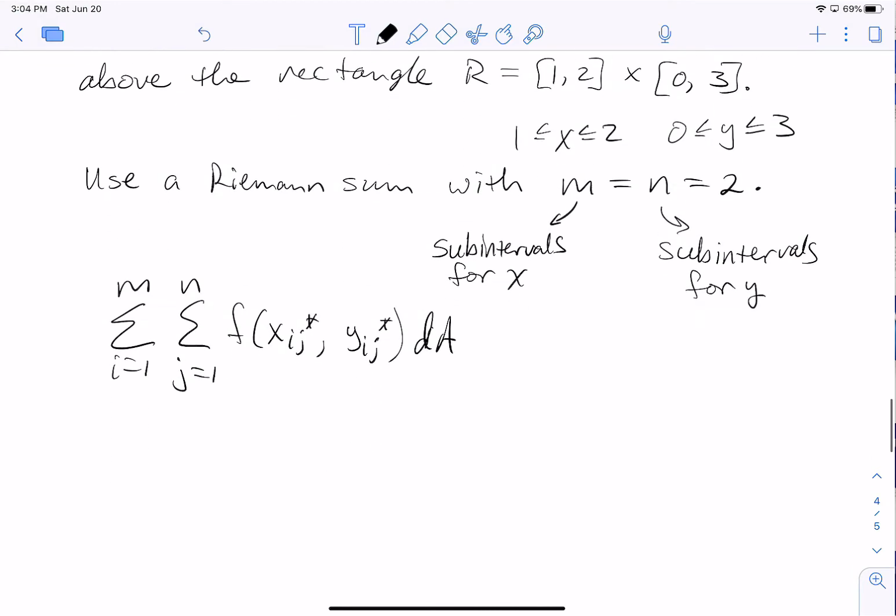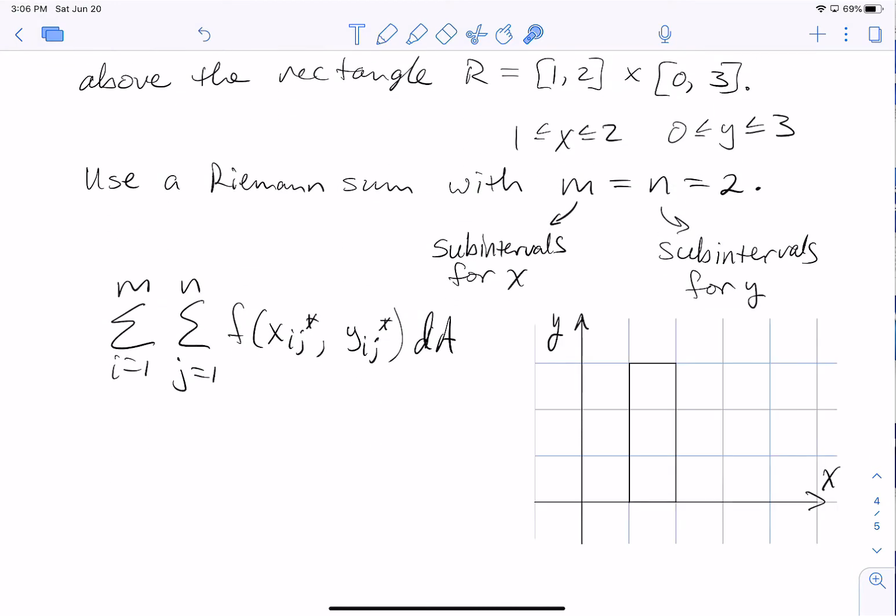Let's look at the region R. Here we have the rectangle that goes from 1 to 2 on the x-axis and 0 to 3 on the y-axis. Letting m equal 2 means we're going to split this into two vertical rectangles, and letting n equal 2 means we're going to split this into, well, 4, cutting both the width and the height in half. We can see here that delta x is equal to 1/2 and delta y is equal to 3/2. Therefore, delta A is equal to 3/4.